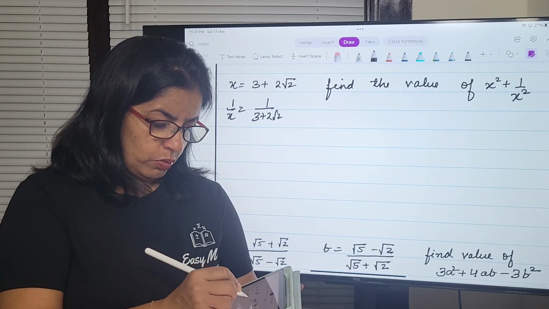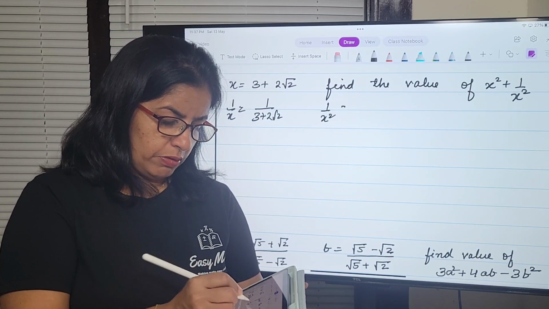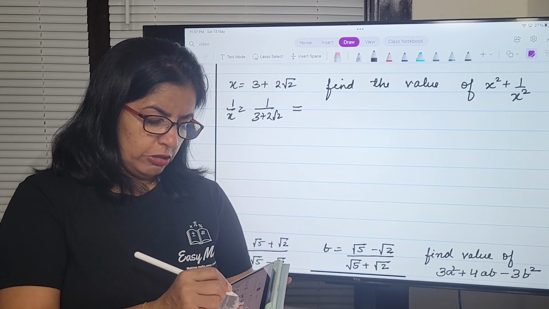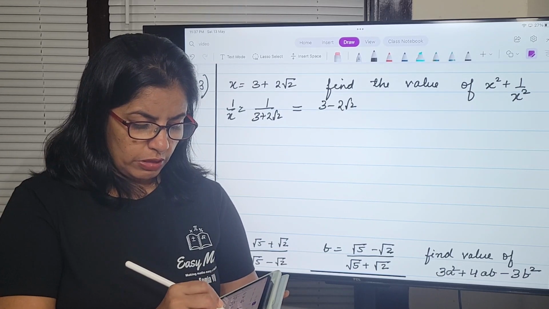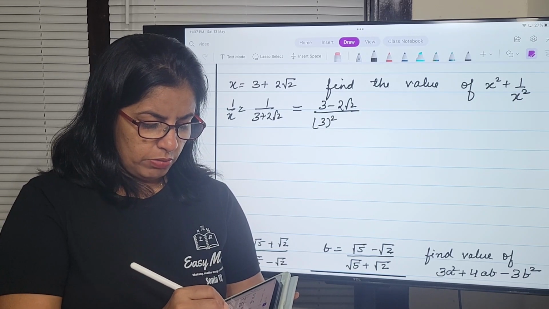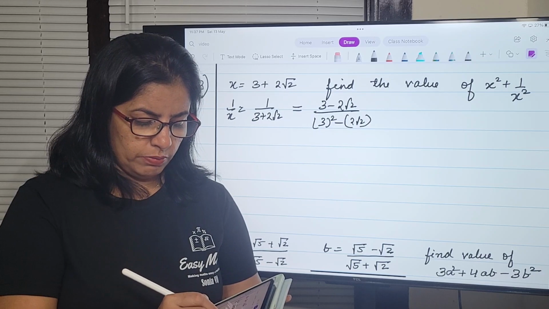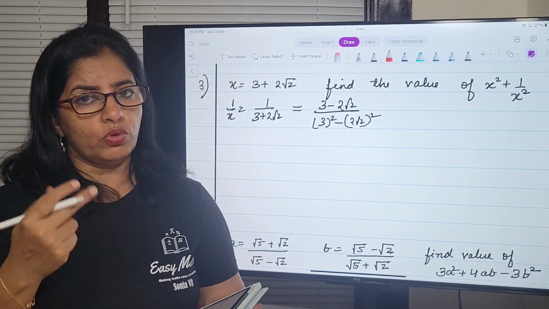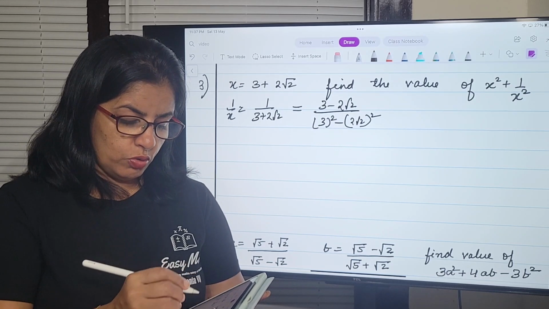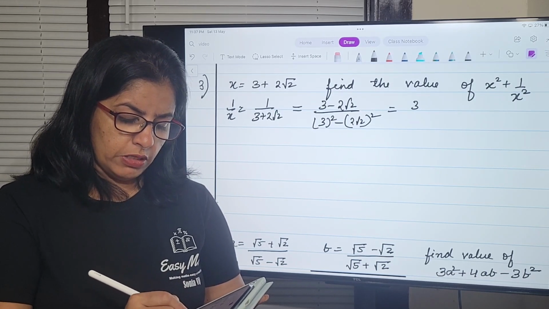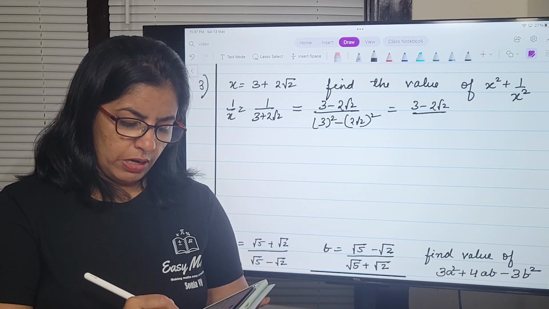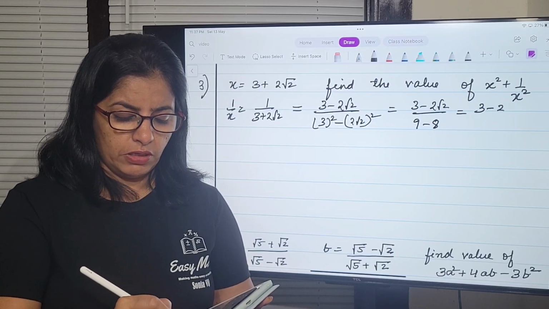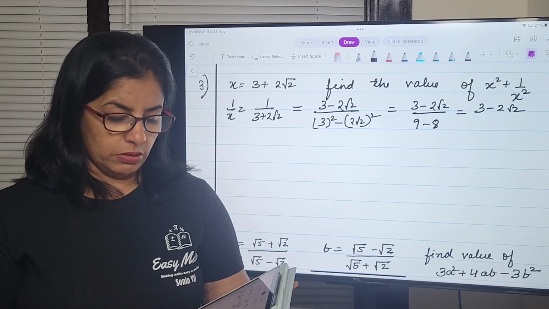So how do we do it? 1 upon x, first we rationalize this. So this becomes equal to 3 minus 2 root 2 upon 3 square minus 2 root 2 whole square. What I have done is I have multiplied both the numerator and denominator by 3 minus 2 root 2. So I get here 3 minus 2 root 2 upon 9 minus 8. 9 minus 8 is 1. So after rationalizing, I am getting this as my answer.